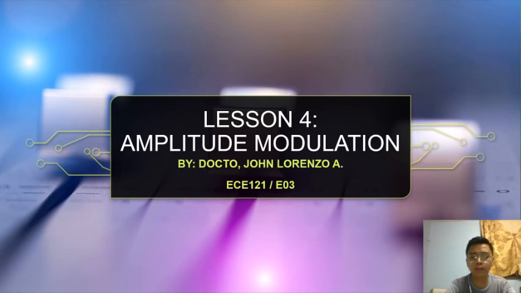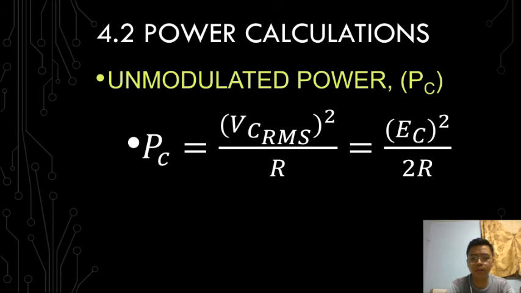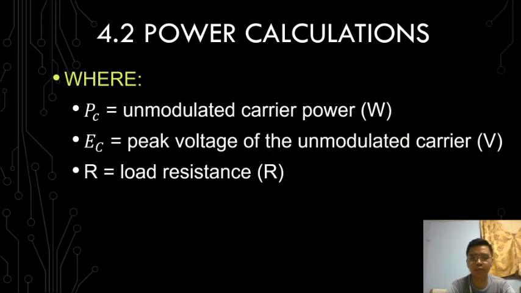Lesson 4. Amplitude Modulation. This is the formula for unmodulated power. P_c is equal to V_c RMS squared over R, which is also equal to E_c squared over 2R, where P_c is the unmodulated carrier power, E_c is the peak voltage of the unmodulated carrier, and R is the load resistance.